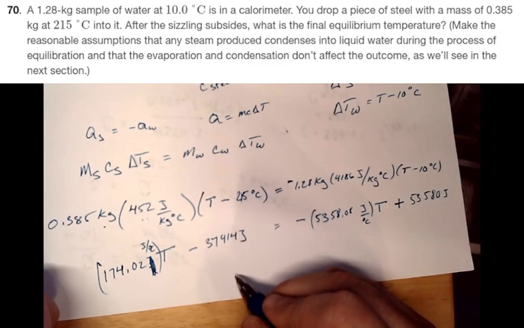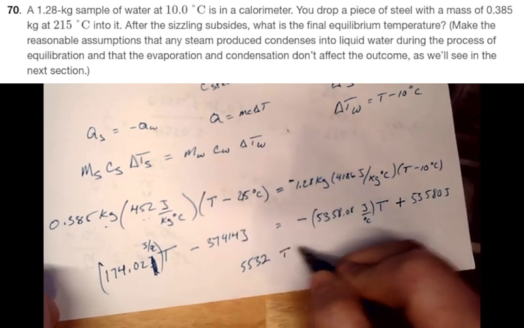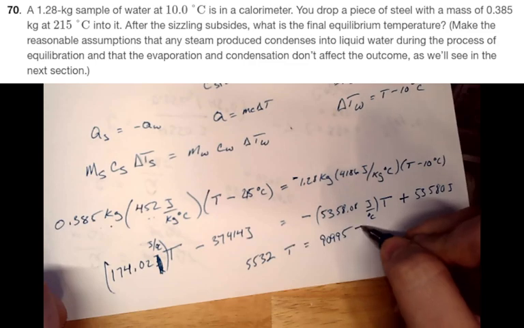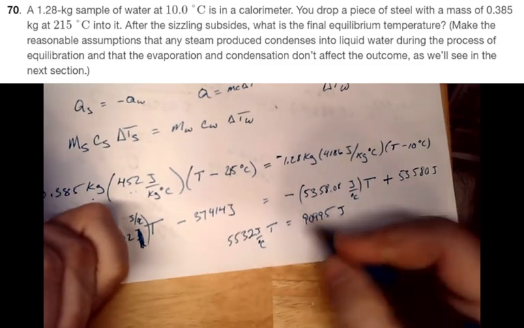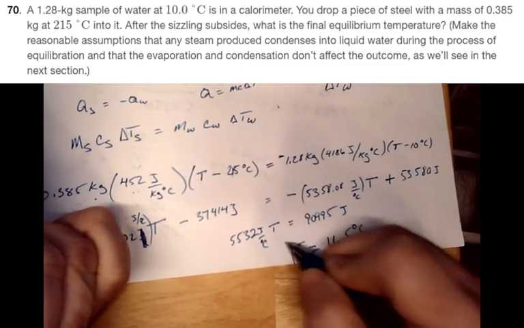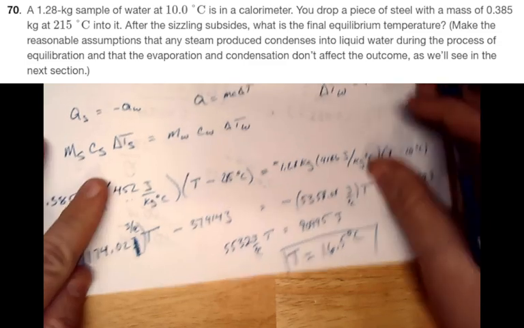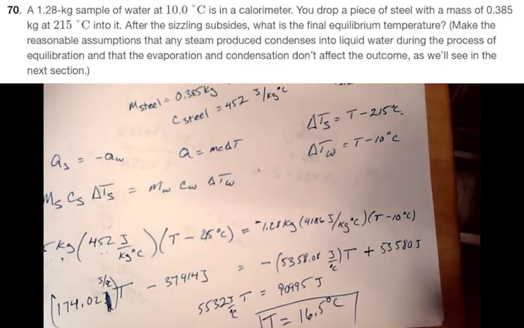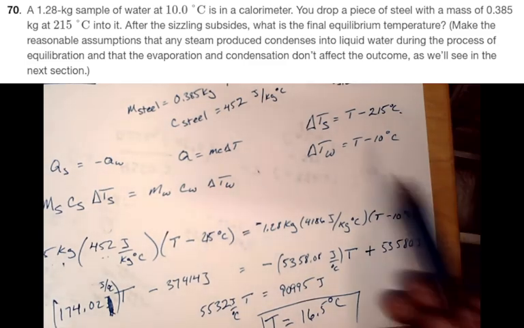And when I did this, I got something that looked like that. And then the punchline is that T ended up being 16.5 degrees Celsius. All right, that's the punchline. You do all of this algebra, you get that. It's a number between 215 and 10. And because water is so good at taking the heat out from the steel, it's a number close to 10.